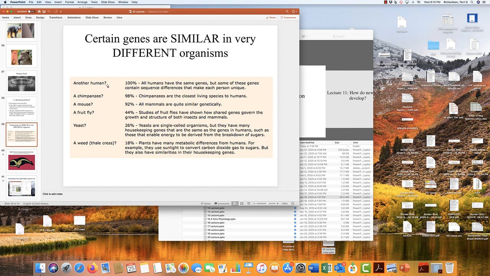If you compare your DNA to another human, you're going to have the exact same genes. Those genes will be different because unless it's your twin, it's not going to be 100% exactly the same, but all the same genes. You compare a human to a chimpanzee, 98%, closest living species to humans. A mouse, 92% of the same genes you have and a mouse. A fruit fly, is this crazy? Almost half of the same genes, and even some plants, 18%. So, if the DNA is the same, A's and T's and C's and G's, and if everyone's got proteins, protein synthesis and all that, then we all came from the same place. That's the idea behind evolution.